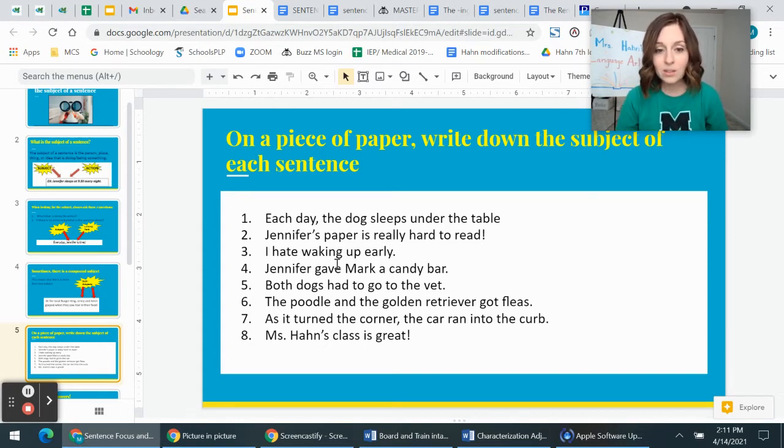Number one, each day the dog sleeps under the table. Number two, Jennifer's paper is really hard to read. Number three, I hate waking up early. Number four, Jennifer gave Mark a candy bar.